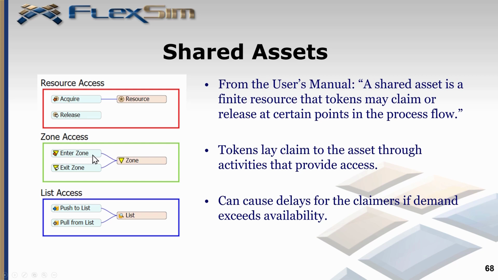The enter zone and exit zone activities are used in conjunction with the zone resource. The enter zone activity is used to define the point in the process flow where the token will either enter or request access to enter the zone. And the exit zone activity is used to define the point in the process flow where the token will exit the zone.